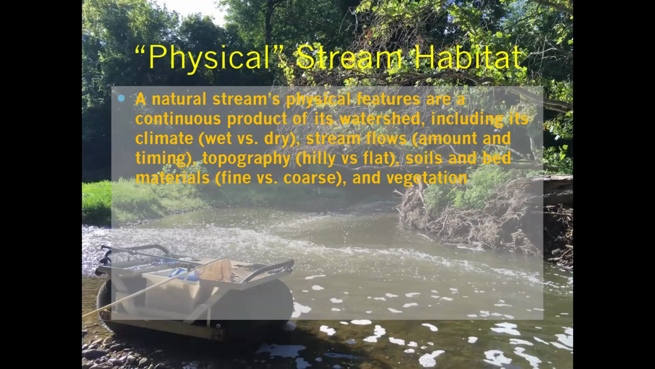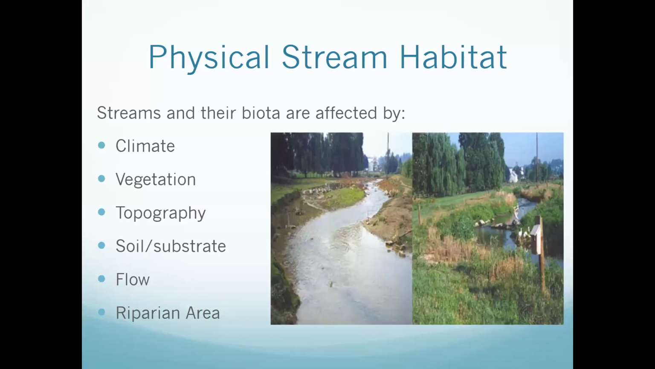So physical stream habitat. A natural stream's physical features are a continuous product of its watershed, including climate, meaning wet versus dry, the stream flow, topography, if it's hilly versus flat, soil and bed material, is it coarse or fine, and then the vegetation. So all this plays a role.